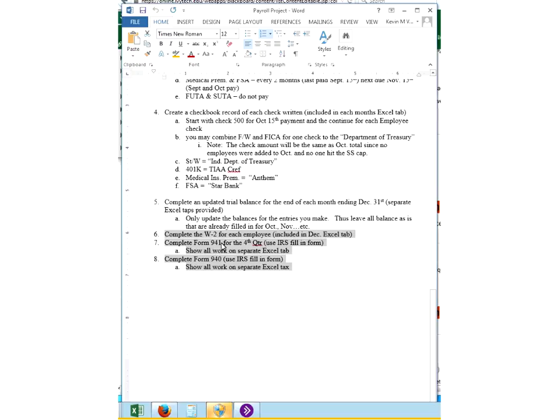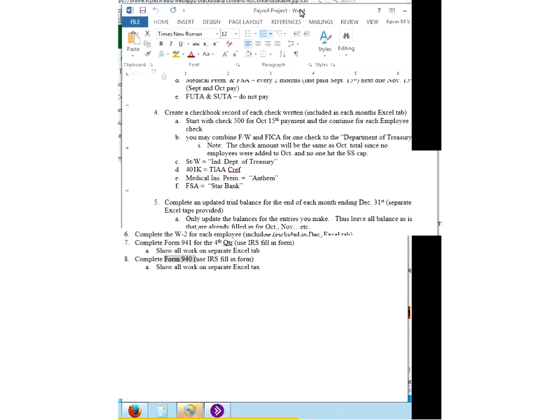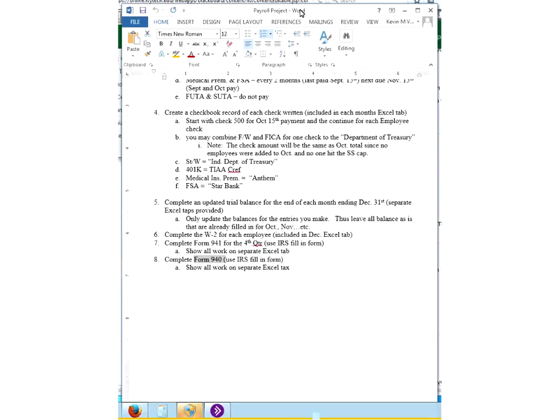And then, like what we've done in prior projects, I'm going to want you to update and complete the employee's W-2, and fill out the Form 941 and the Form 940. I'm going to leave this up so I can refer back to it. You won't be able to see it. But let's go now into the Excel document that I have you start with.